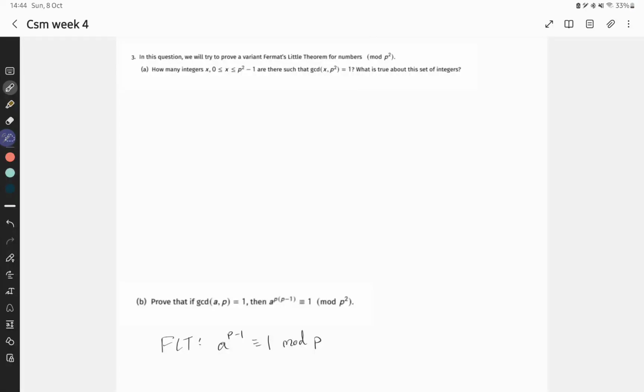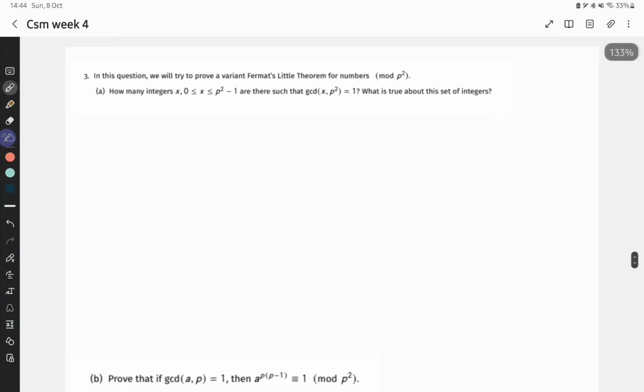All right, so in this question, we prove a sort of variant of Fermat's little theorem. Recall that the original theorem states that if you're working mod p, then a to the p minus 1 is always congruent to 1. So in this question, we'll show that if you're working mod p squared, a to the p times p minus 1 is always congruent to 1. So it's sort of an extension of Fermat's little theorem.